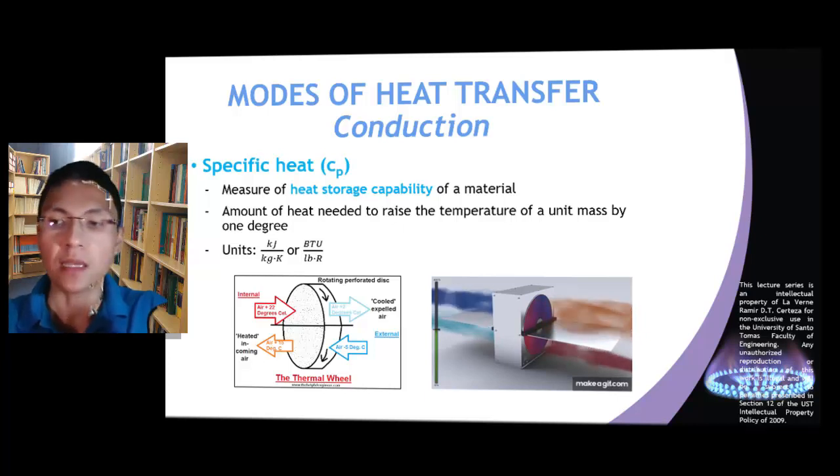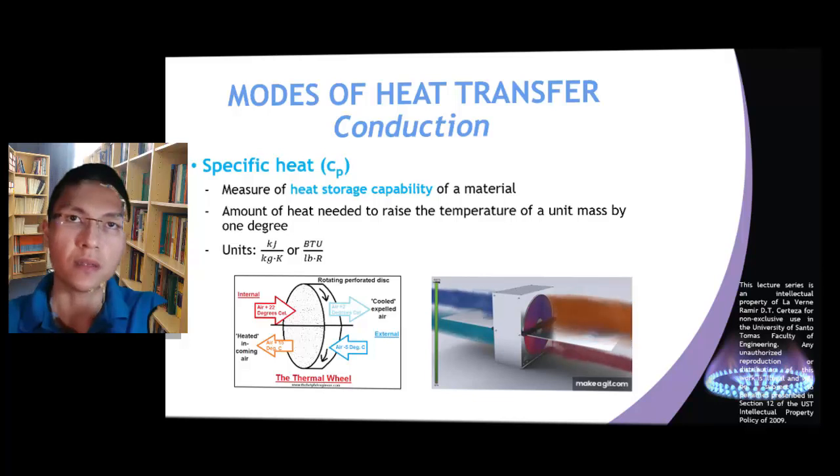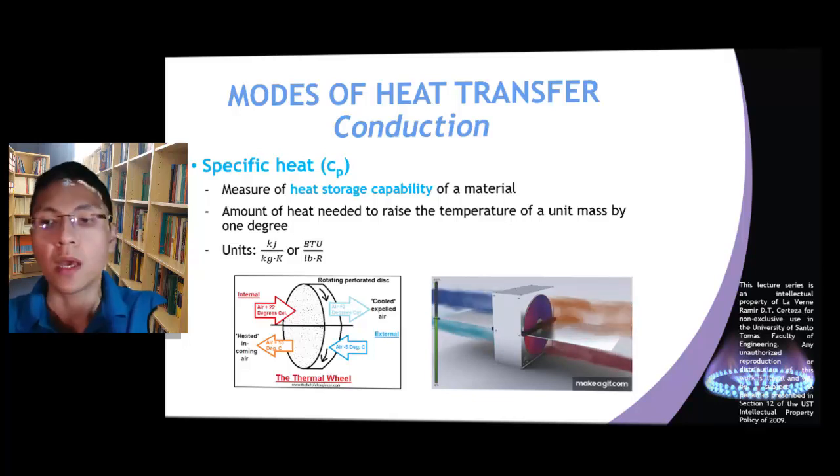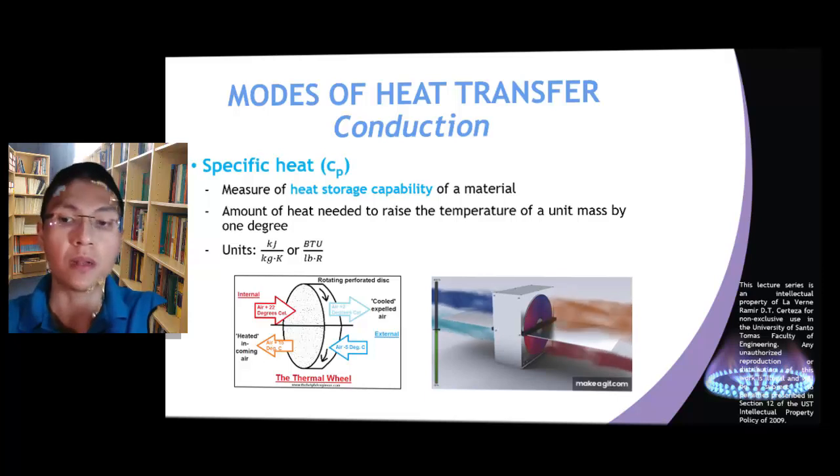Now you may ask, why is it necessary for us to know about the specific heat in this example? Knowing the specific heat will allow us to select the best material to use in manufacturing the thermal wheel matrix. Aluminum is one of the most widely used materials for thermal wheel matrices due to its high specific heat.